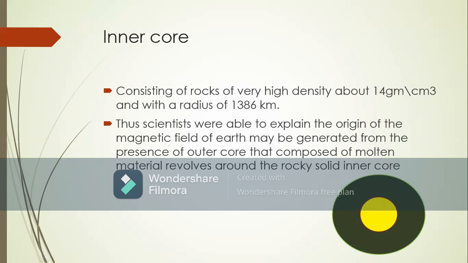Some groups of scientists thought that the magnetic field is generated from the outer core, because of molten materials like iron and nickel. Iron and nickel are magnetic materials. So the Earth has a magnetic field.